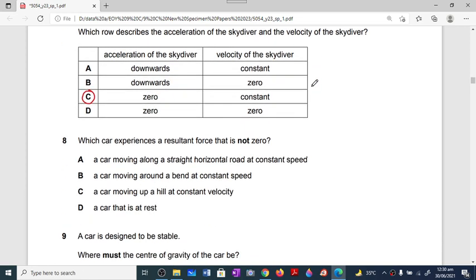So, which car experiences a resultant force that is not zero? He is moving on a straight line with a constant speed, so forces are balanced.